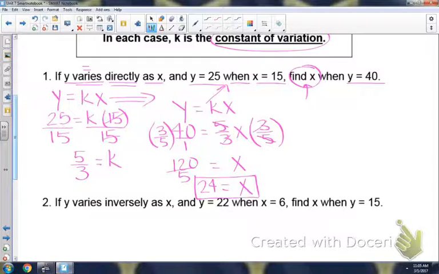So first thing you need to do, you need to figure out what formula you're going to be using. Find your constant of variation first. Once you've found that, plug it back into your formula and figure out what your x would be. Okay?